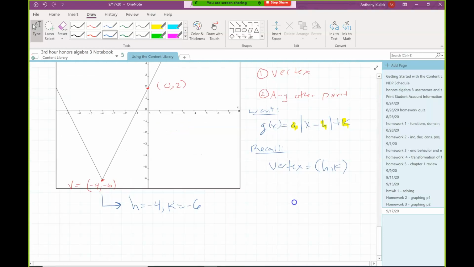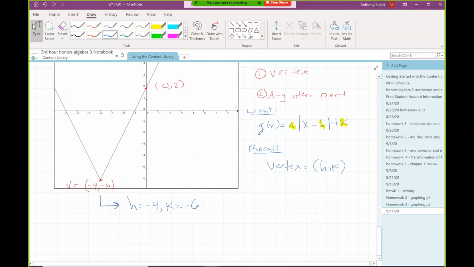Well, it's not that much harder, but it's not quite that easy to get the a. So if I plug those in, now what we can say is that g of x is equal to a times the absolute value of x plus 4, minus 6. That's what we have now, right? Everybody's cool with how I came up with that?